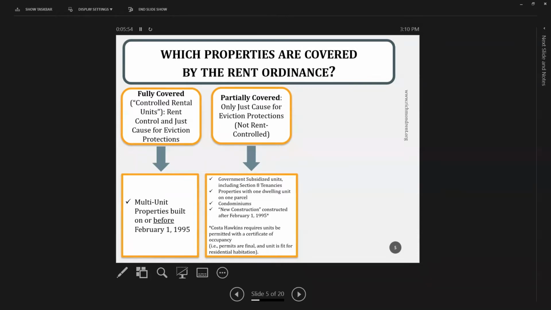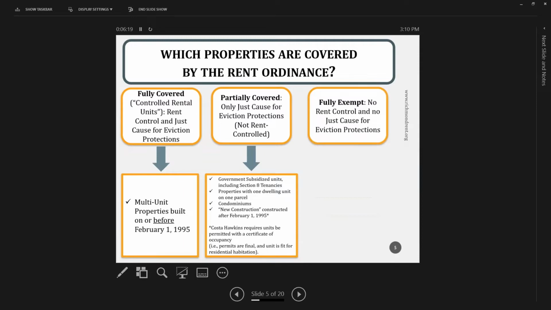Costa-Hawkins exempts properties with single dwelling unit on a single parcel and newer construction built after February 1, 1995. Single dwelling unit properties refers to condominiums and single family homes where there is no subdivision or in-law unit.